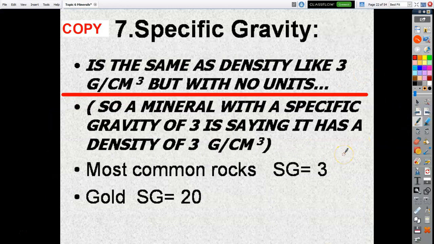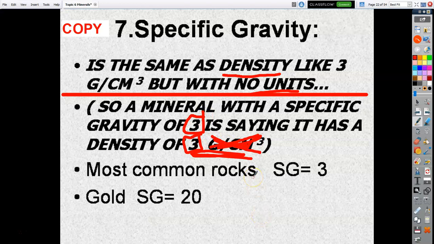And then the last physical test is called specific gravity. This one really isn't one you would do any kind of test on. It's really the same thing as density. The only difference is you don't put units. So if you had a mineral, let's say, that has a density of 3 grams per cubic centimeter, drop the grams per cubic centimeter, you would just say it has a specific gravity of 3. So it's the same number, just drop the g/cm cubed.